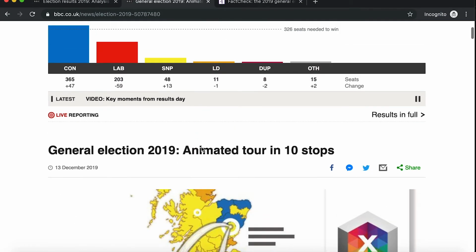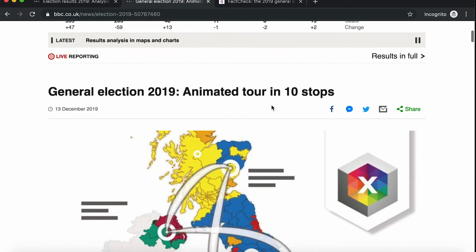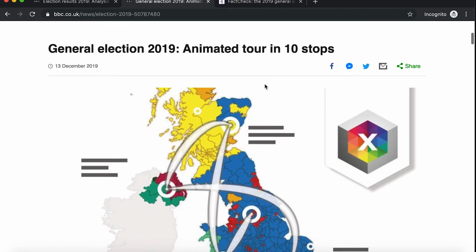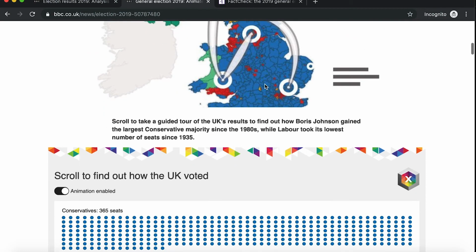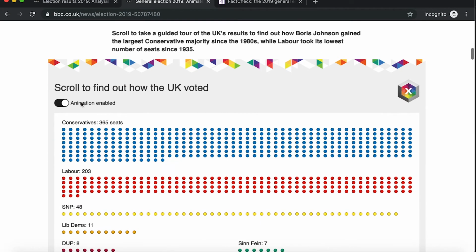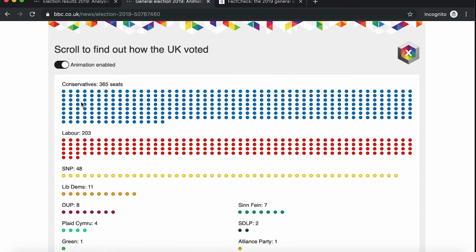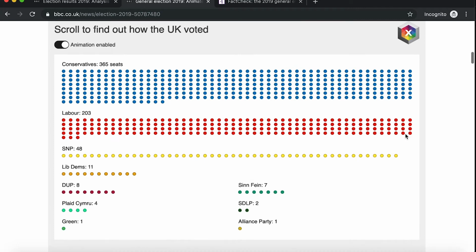Moving on, the BBC again have produced a fantastic animated tour of the general election in 10 stops, and I'll run you through it because it's very, very cool if you're into that kind of thing. It just shows how presenting the data in this kind of format can also be understood by a lot of people. So, scroll to find out how the UK voted.